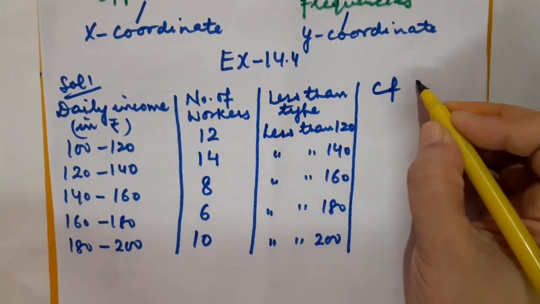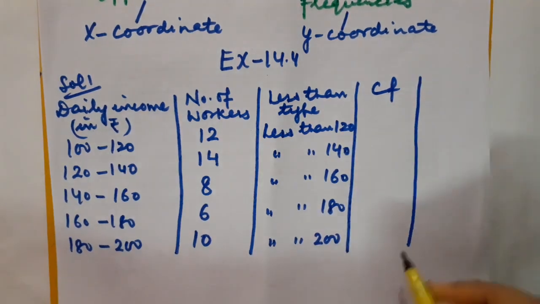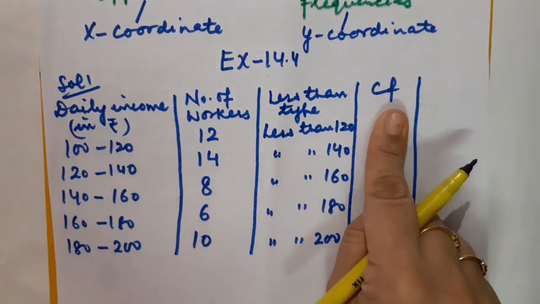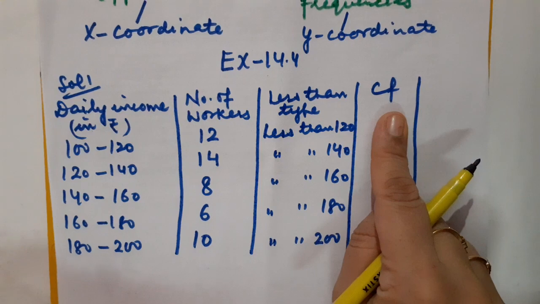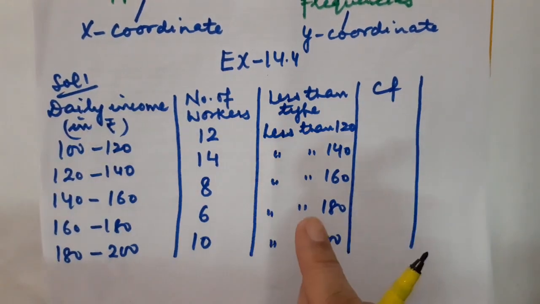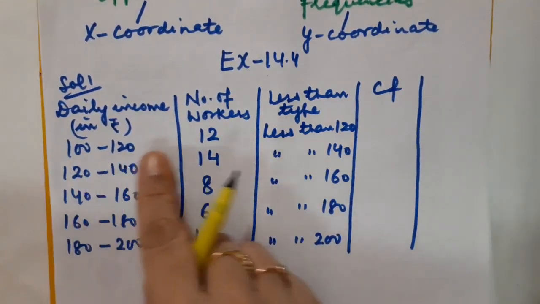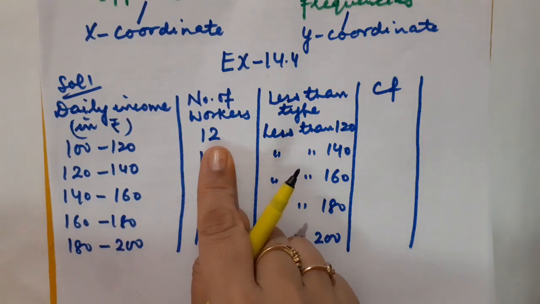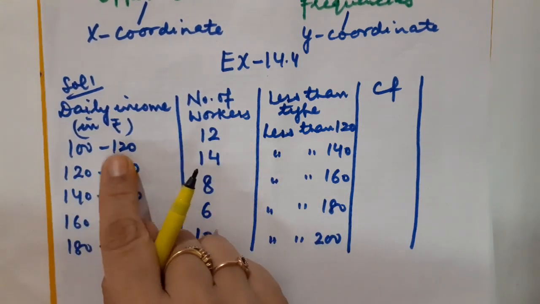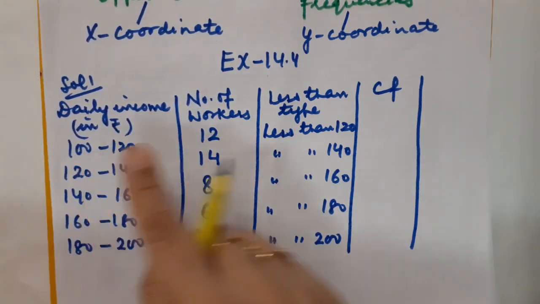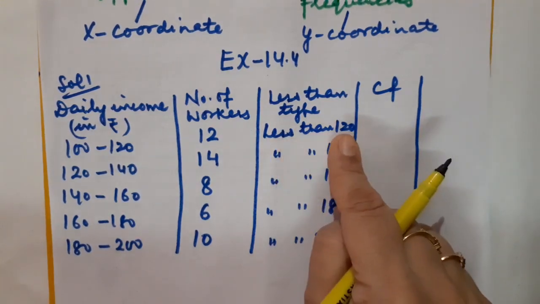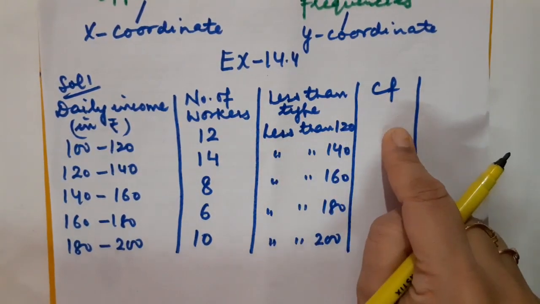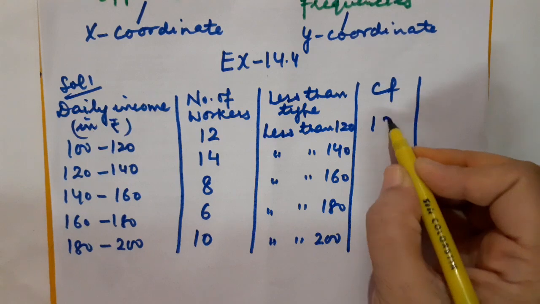And cumulative frequency, children, you know very well what that is. This is nothing but the consecutive sum of all the frequencies. So let us discuss it. Here you can see that 12 workers are there whose wages are from 100 to 120, means it is less than 120. So if I talk about less than 120, then how many workers will be there? Of course there will be 12 in number.